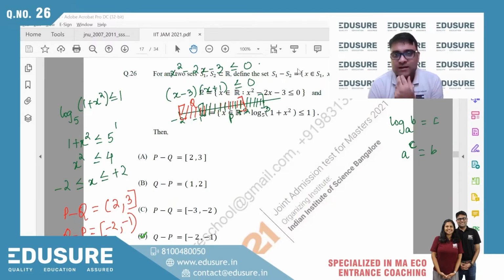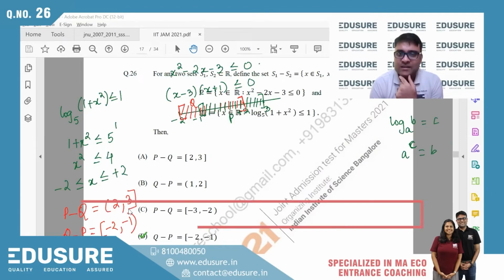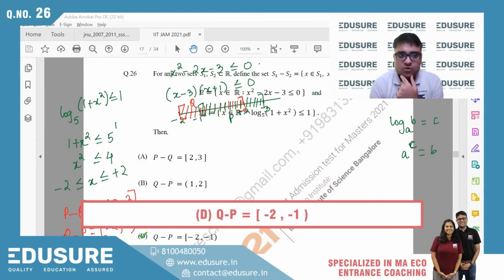Why will 2 be included? 2 is a part of Q. If 2 is a part of Q, it has to be excluded because it is P minus Q. So it's open interval at 2 and closed interval at 3. Similarly, Q minus P, it's closed interval at -2 and open interval at -1. Answer D है.